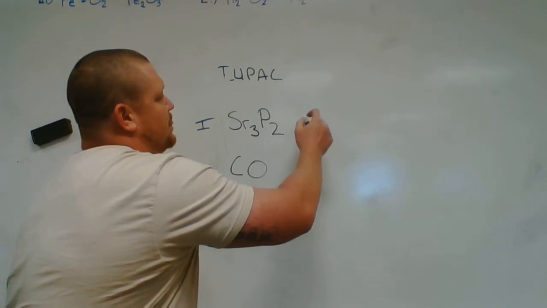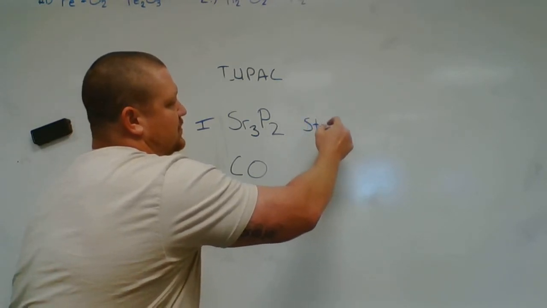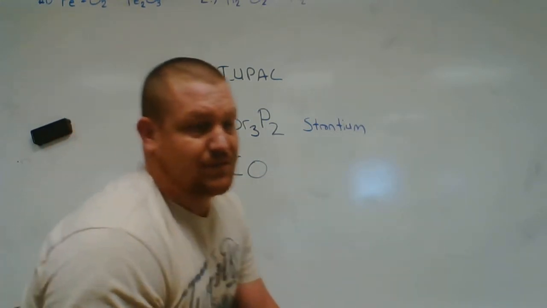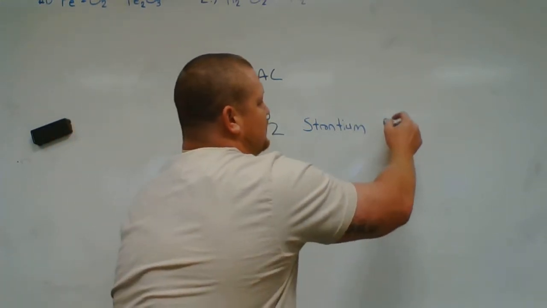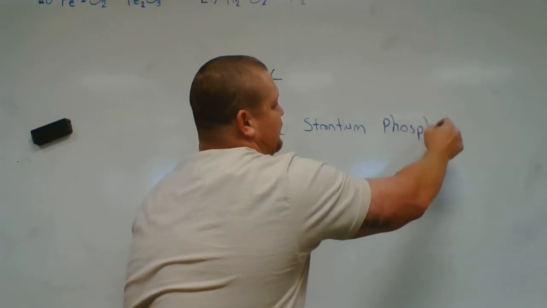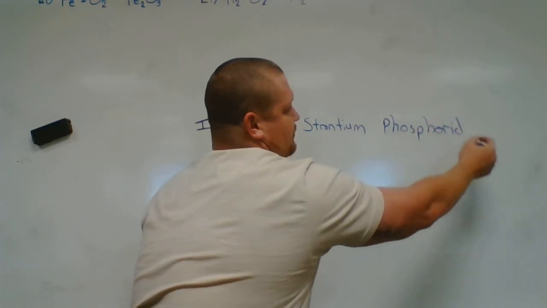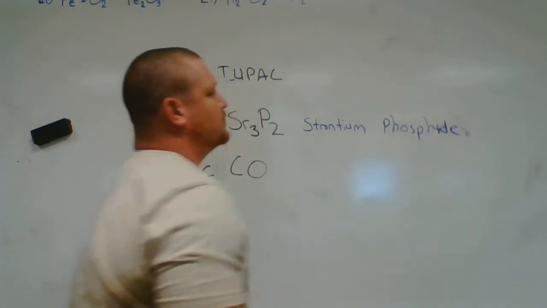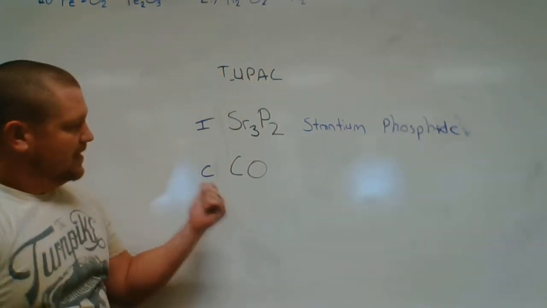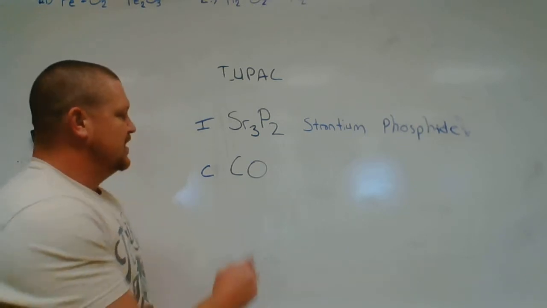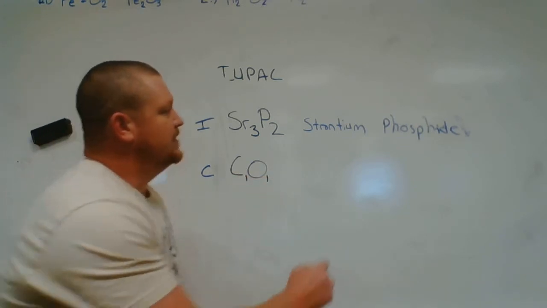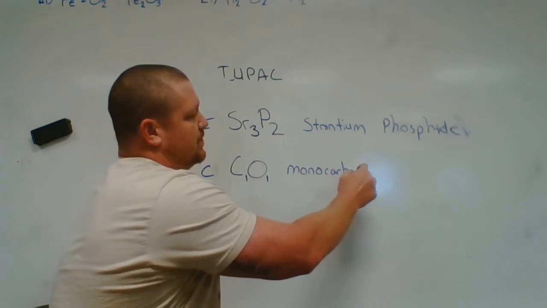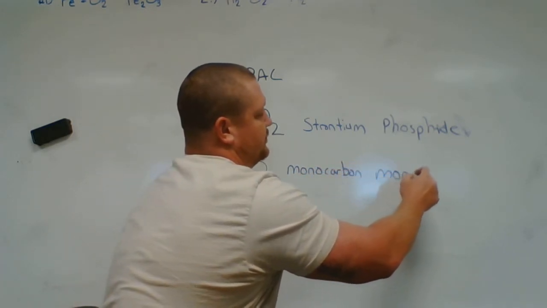So we're just going to write the metal name first. This is strontium. Then we're going to write the name of the nonmetal, which is phosphorus, and change the ending to "ide." Phosphide. All right, next up, this is covalent. In covalent, we want to use prefixes. We have 1 carbon, 1 oxygen. So this will be monocarbon monoxide.